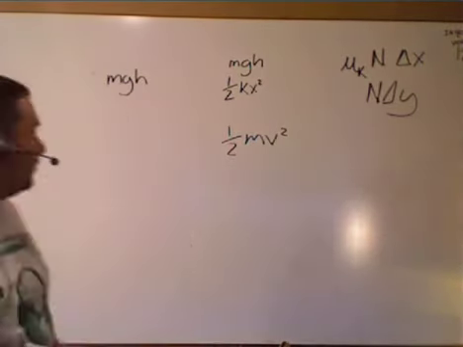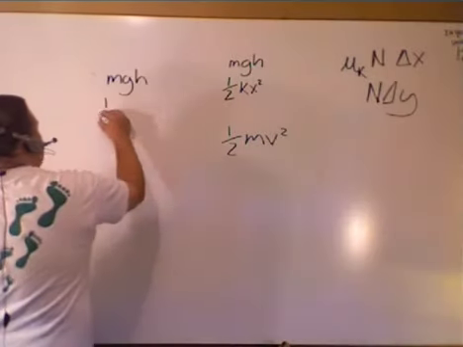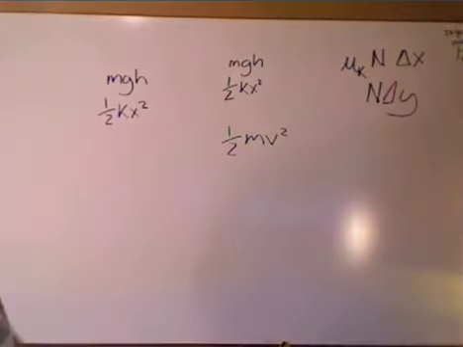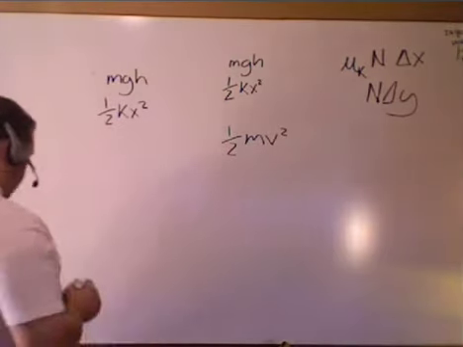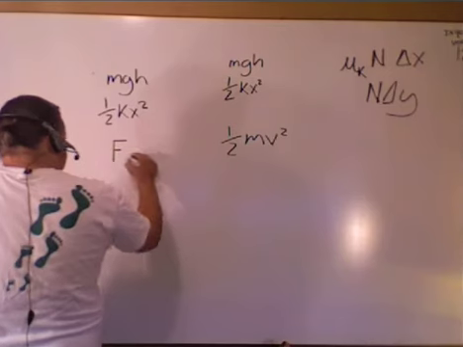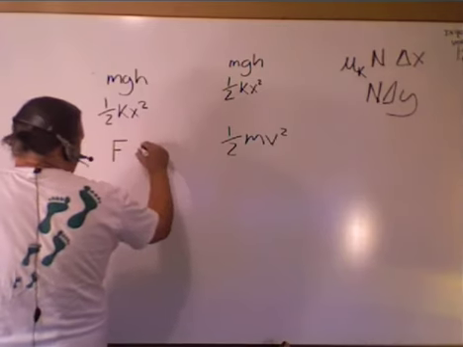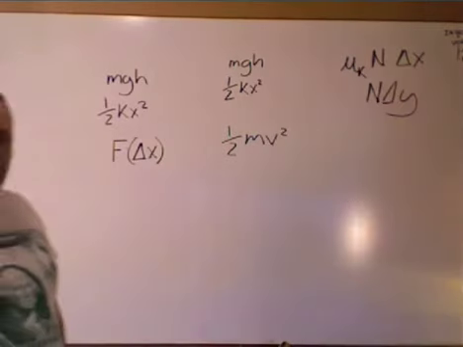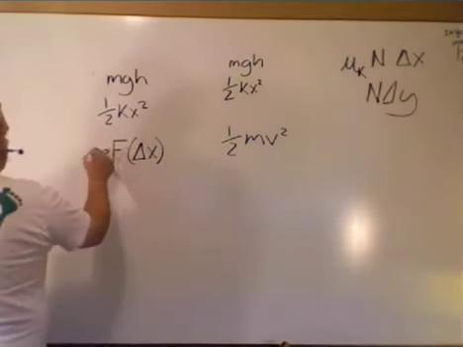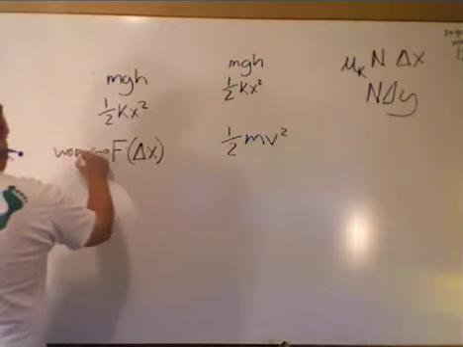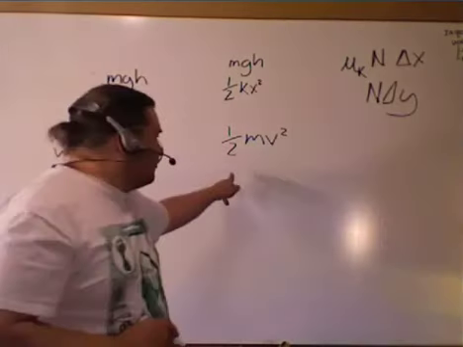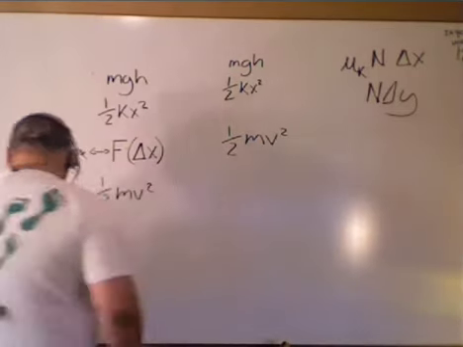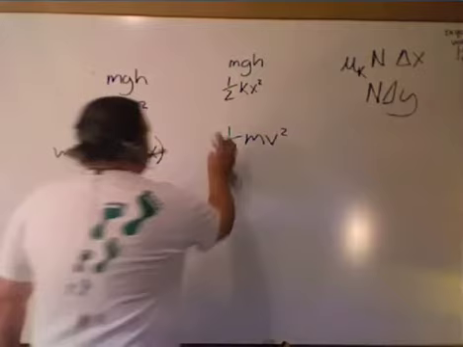Gravitational potential energy. We end up with the second one. This is actually spring potential energy. Okay? And then we have a whole series over here that are just nothing more than force times displacement. Okay? Which we call work. Okay? And then we end up with this one right here.